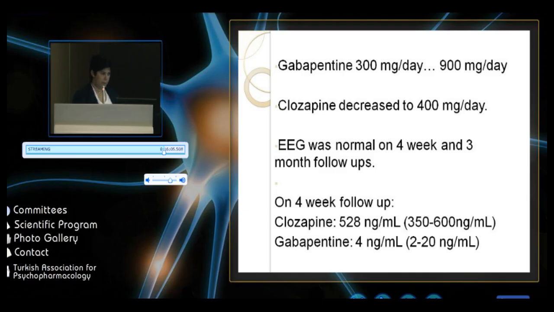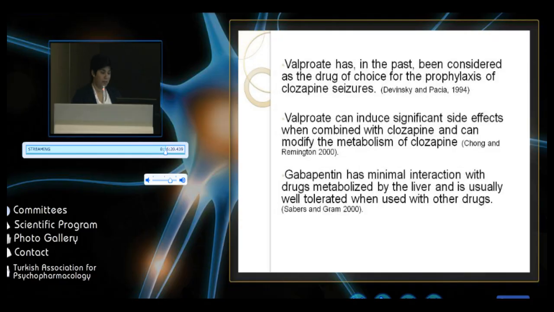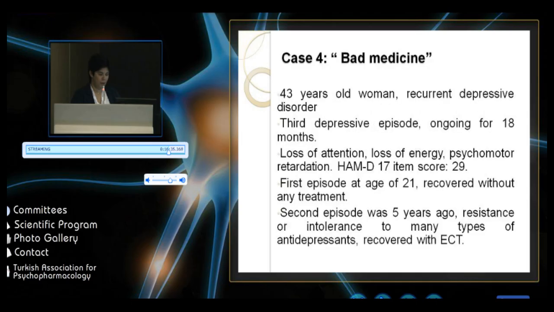When the plasma concentration levels are higher, of course, higher is the risk of a seizure. In clozapine-induced epileptic seizures, usually valproic acid is preferred. Neurologists usually prefer valproic acid. But when you combine valproate with clozapine, it leads to poorer metabolization of clozapine. Therefore, the literature is now moving towards gabapentin because gabapentin has lower drug-to-drug interaction.